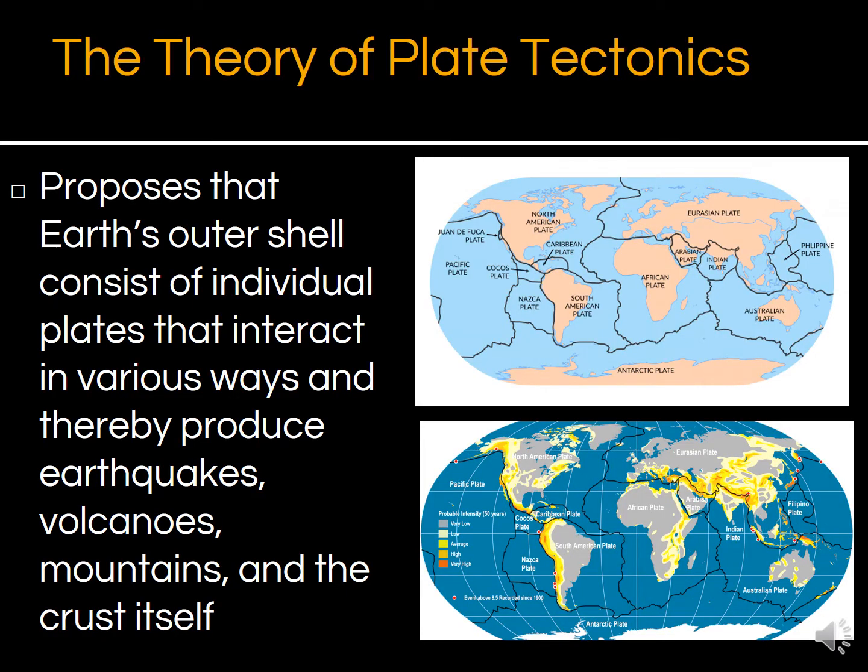So this whole theory of plate tectonics. What is this? Well, it proposes that the Earth's outer shell, which we live on, consists of plates. That's what we just talked about, right? The convection currents move these plates, and so they cause earthquakes, volcanoes, mountains, and the crust itself. When the plates move, of course, that gives us an earthquake. And if the plates collide, it probably gives us a volcano, or the mountains. So we have these things that we have to look at.